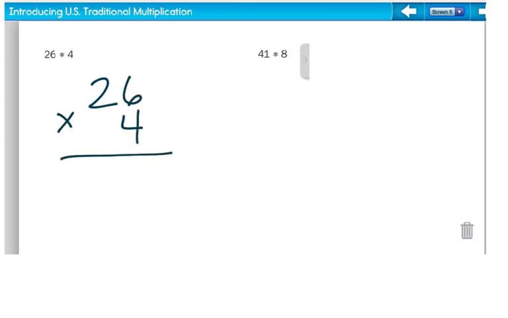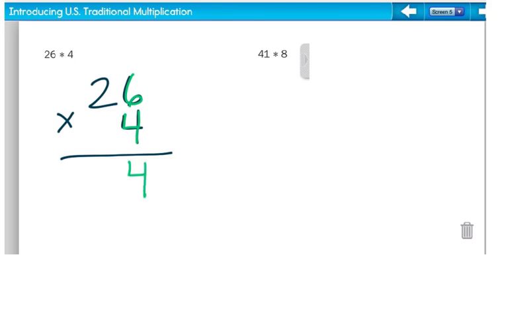So go ahead on your whiteboard and write 26 times 4. This may be review for some of you, but we are basically multiplying a 2-digit times a 1-digit. The first thing we're going to go ahead and do is multiply 4 times 6. 4 times 6 is 24. Again, use that multiplication chart inside your math journal or in your math manipulative kit.